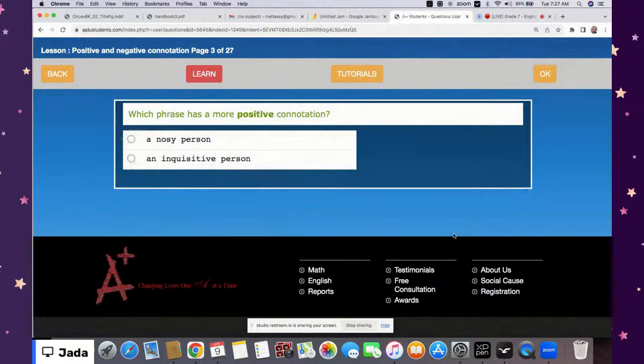Positive: a nosy person or inquisitive. Inquisitive. Negative connotation: a box filled with documents, a box crammed with documents. Negative, crammed.